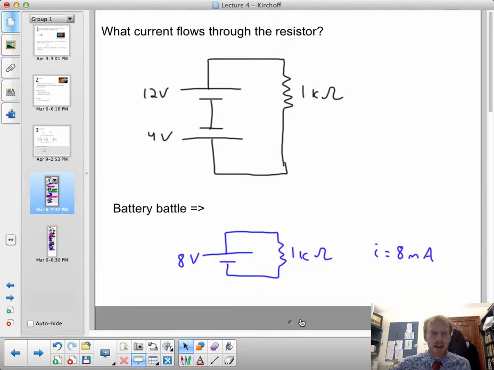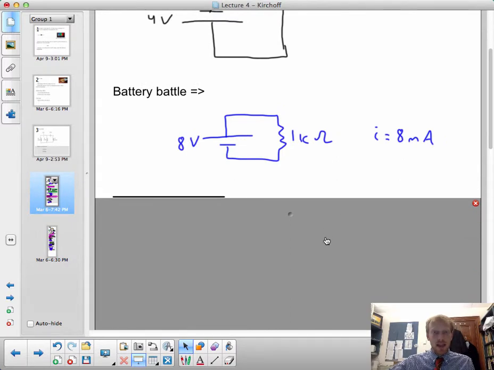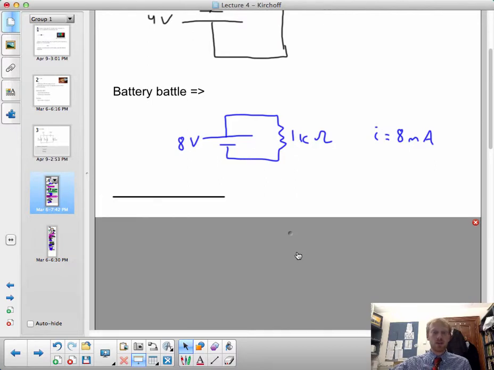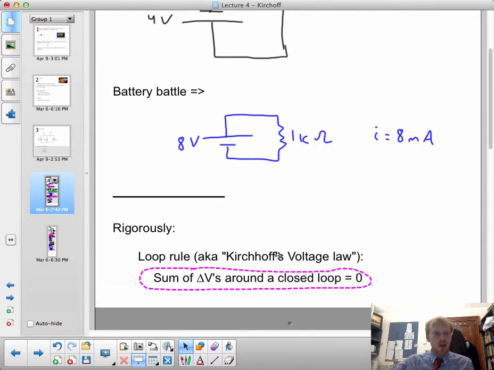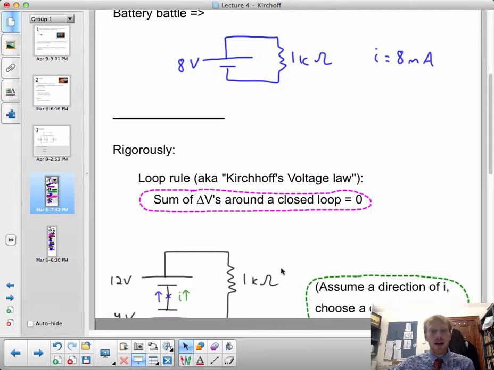Okay, so it's like there's a battle of these batteries and an 8-volt total battery that's driving current through this 1 kilo ohm resistor. I'm going to prove this using what's called Kirchhoff's loop rule, and it says that the sum of the differences in voltage across a circuit, if I go through a closed loop, is 0.